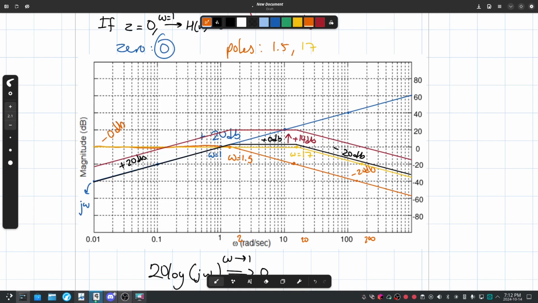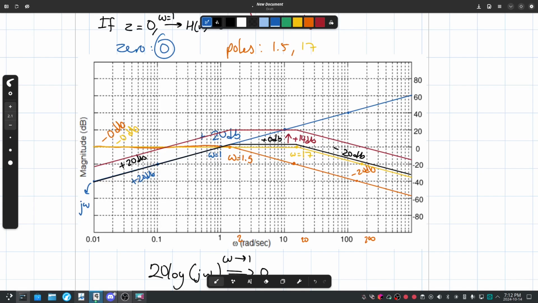0 decibels. And the change here in the blue part is plus 20 decibels. So what's 20 decibels minus 0 decibels minus 0 decibels? We get a positive change of 20 decibels per decade. This is all working in decades.